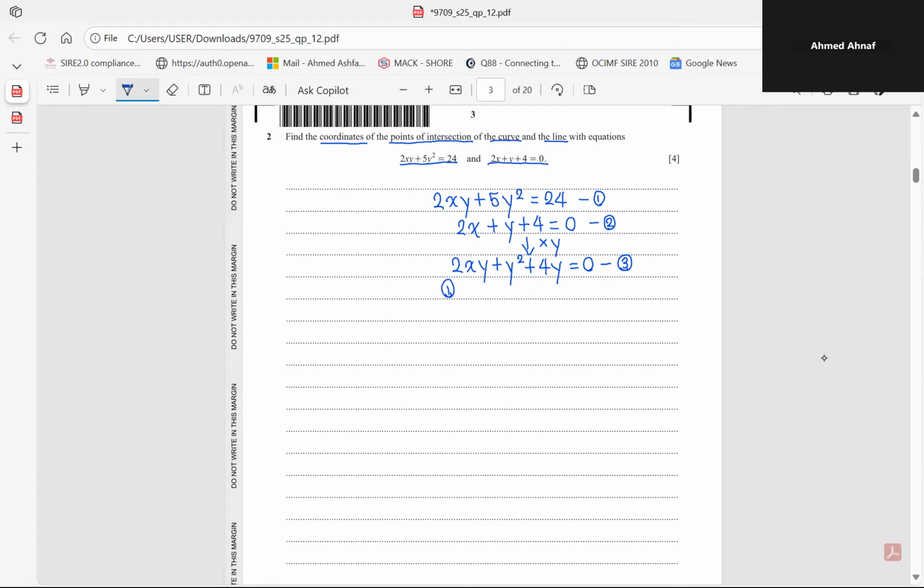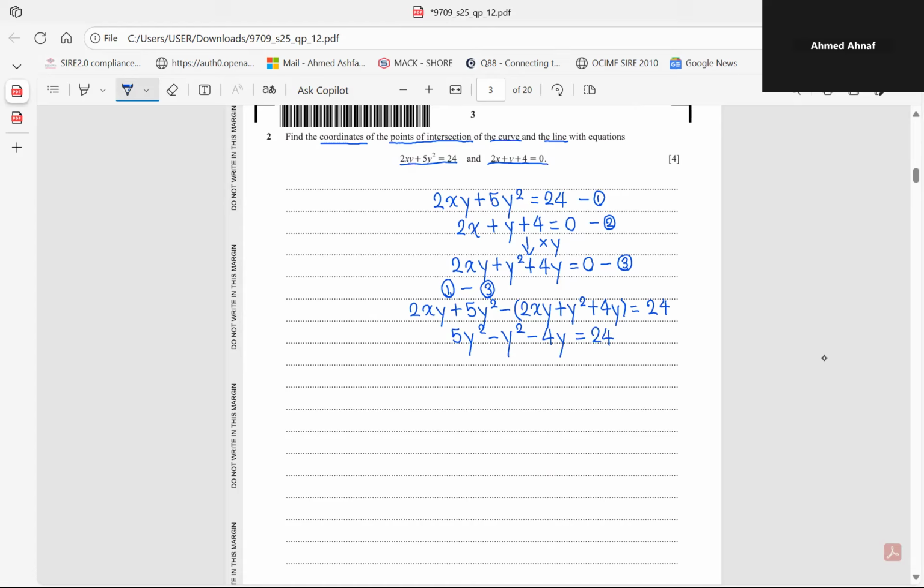Okay, so subtract equation 1 and equation 3. We'll get 2xy plus 5y squared minus (2xy plus y squared plus 4y) equals 24 minus 0. So that would just be 24. Okay, so the two xy terms will cancel out. So we will have 5y squared minus y squared minus 4y squared equals 24.